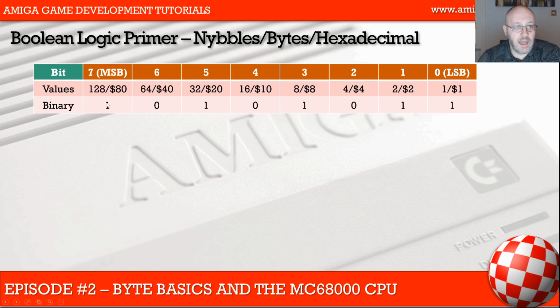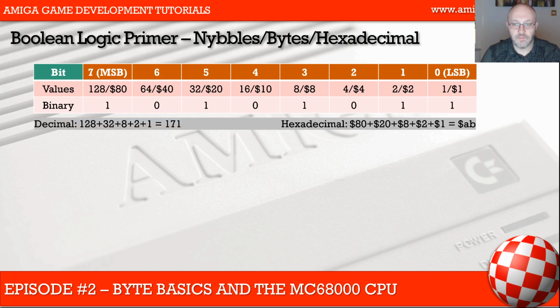And each bit, as we said, is base 2. The bit can either be 0 or 1, and so it can be on or off. So in this case here, we've got this byte, where bit 7 is switched on, bit 5 is switched on, bit 3 is switched on, bit 1 is switched on, bit 0 is switched on, so that will be 128 plus 32 plus 8 plus 2 plus 1 equals 171. In hexadecimal, that equates to AB.